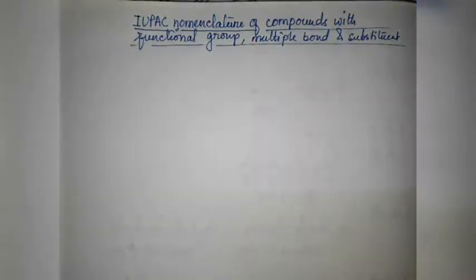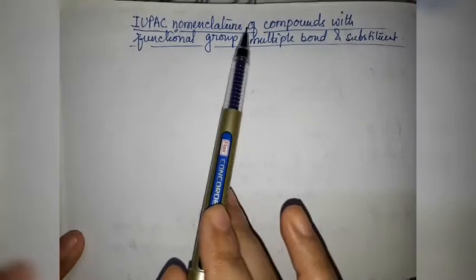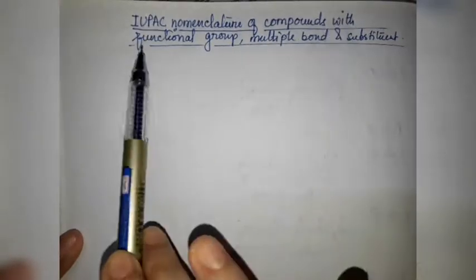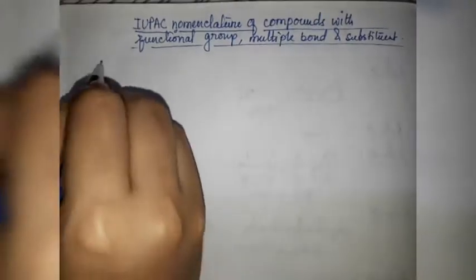In my previous videos, I have already discussed how to correctly write the IUPAC names of branched chain alkanes and unsaturated hydrocarbons. So in this video, I am going to discuss the rules for writing the correct IUPAC nomenclature of compounds with functional groups, multiple bonds and substituents. So let's start. Let's have a look at the rules.